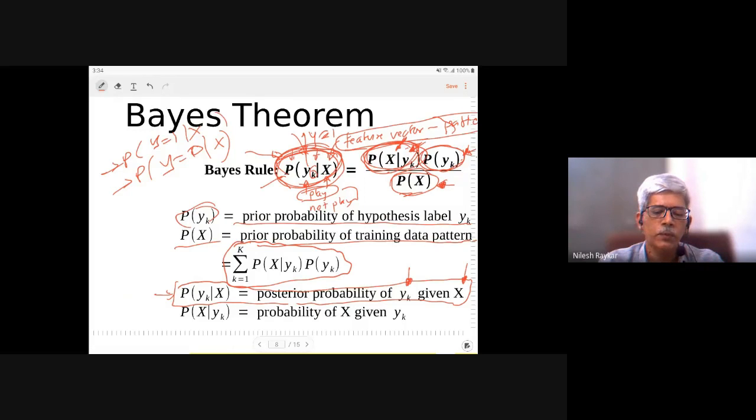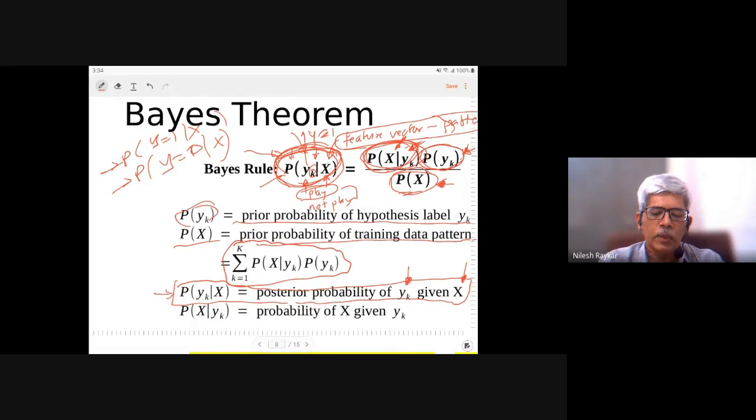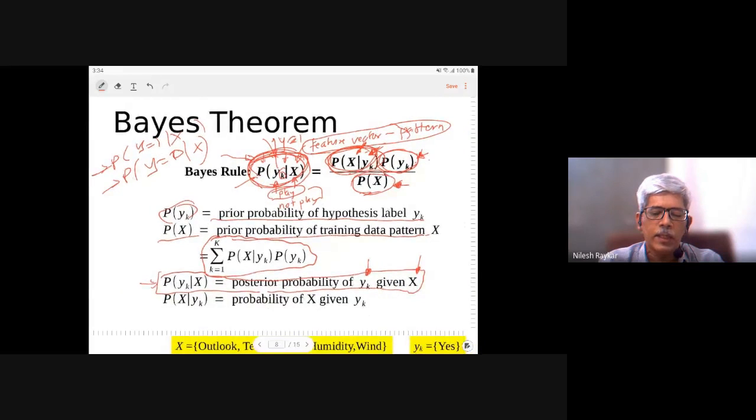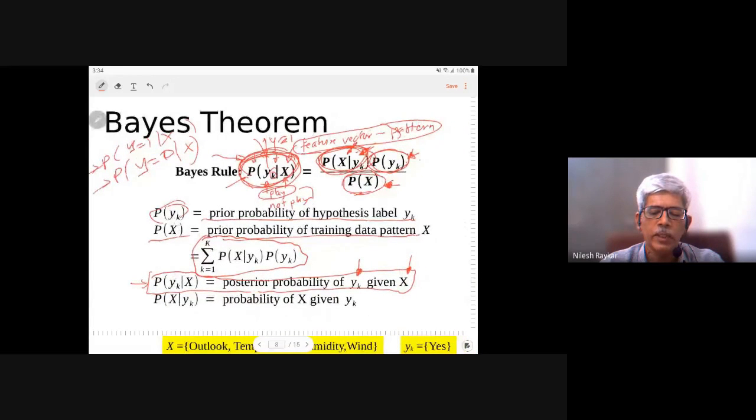So that is how we would use that. In that particular calculation, only the numerator values matter. The denominator value is just a probability of having a particular pattern in the entire data set. So that doesn't influence what decision you are going to take. The decision which influences the predictability of the model is only the numerator.